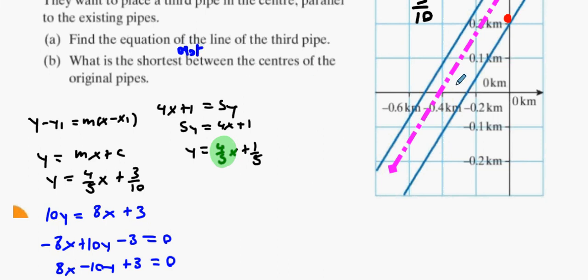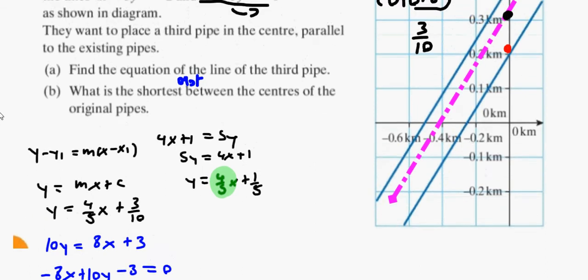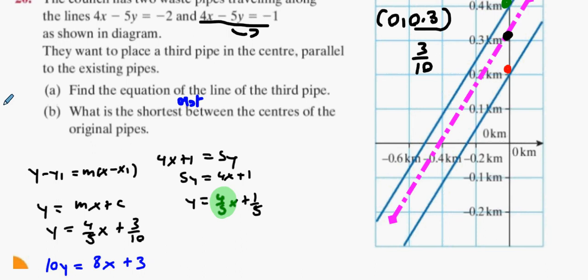Now, let's say for argument's sake, I want to find, where's a good point to use? What point did I tell you to use? Did I pick a point for you yesterday? What point did I pick? Which one? 0, 0. Excellent. I'm going to use this point here. See this red point here? I'm going to find its distance to the far line, and that's the shortest distance between the centers of the original pipes, the original blue pipes.